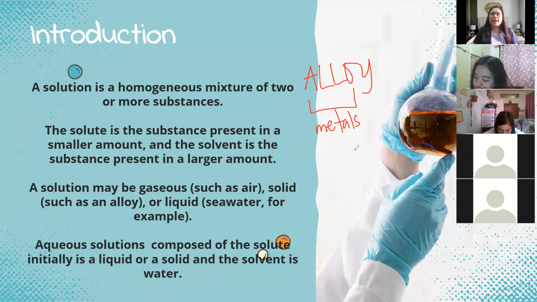So of course, they'll have a uniform appearance, so it is still a homogeneous mixture. So it is still a solution. It still has a solute and a solvent. But the solvent there, class, is also a solid. It's just that it is present in a larger amount. So let me give you an example of an alloy.